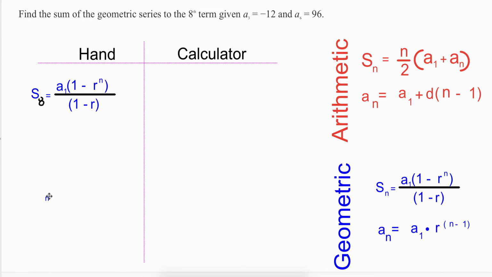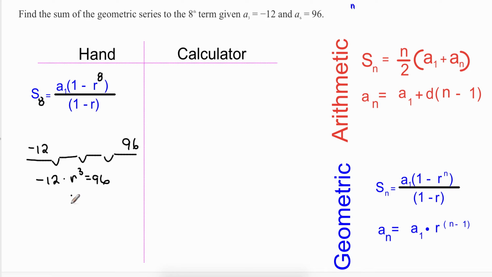No. Wait, I gotta go do some side work here. All I know is what n is. That's all they told me. So anytime I see an n, I can put in the number 8. So I have to come back over here, and I know that the third term is negative 12. I don't know the fourth, don't know the fifth. I do know the sixth term is 96. So negative 12 was multiplied by 1, 2, 3, and that got me to 96.